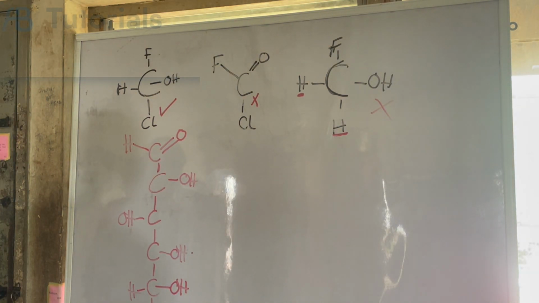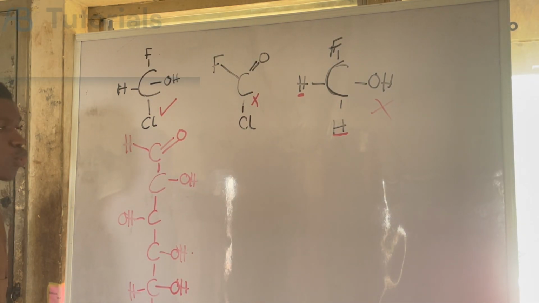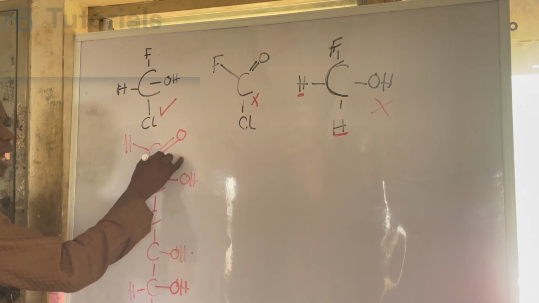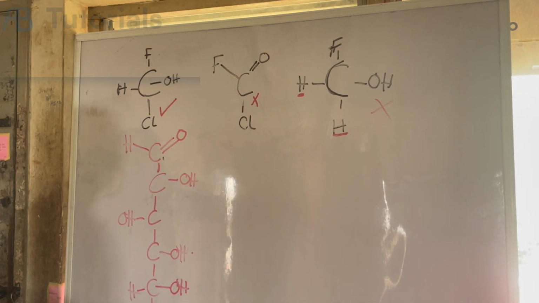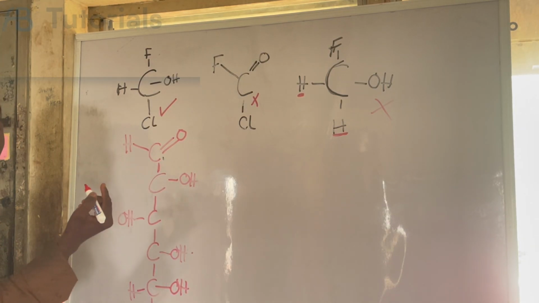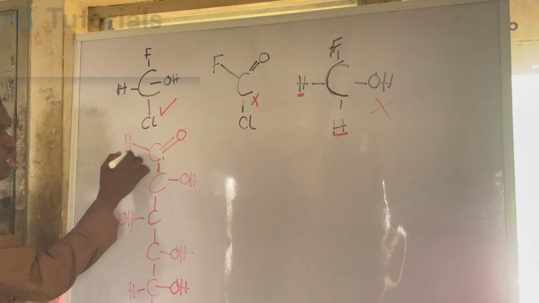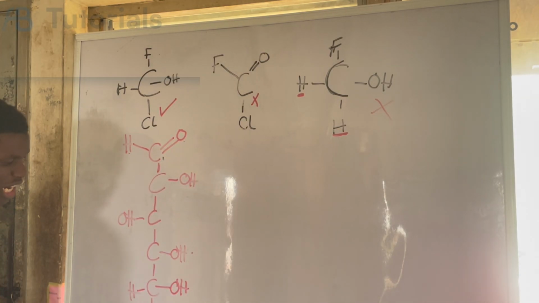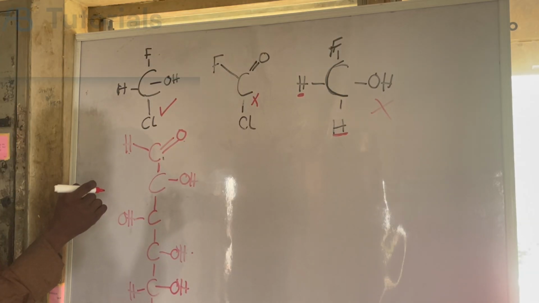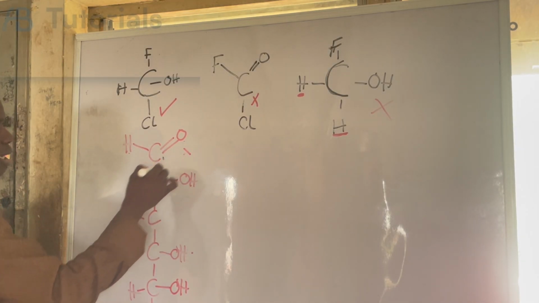So now let us count. How many chiral carbons do you think we have here? Is this first carbon a chiral carbon? No, it is not a chiral carbon. And why? Because it has 3 groups attached to it. It has oxygen, hydrogen, and everything at the bottom here attached to it. Is that clear? So this is not a chiral carbon.